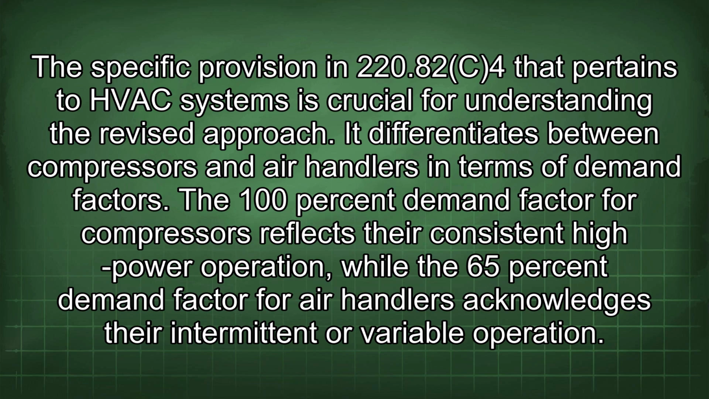The specific provision in 220.82(C)(4) that pertains to HVAC systems is crucial for understanding the revised approach. It differentiates between compressors and air handlers in terms of demand factors. The 100% demand factor for compressors reflects their consistent high-power operation, while the 65% demand factor for air handlers acknowledges their intermittent or variable operation.